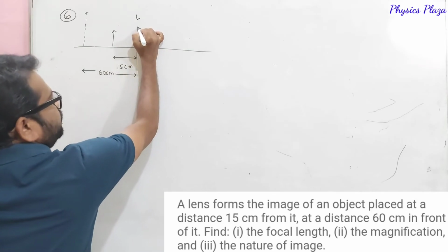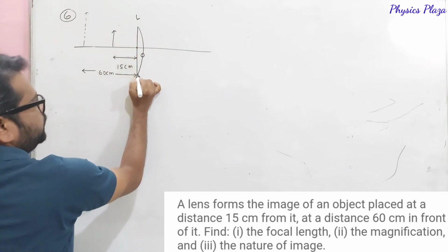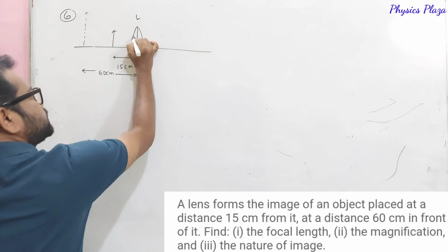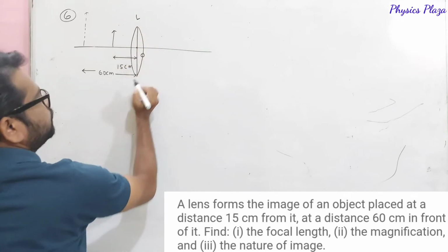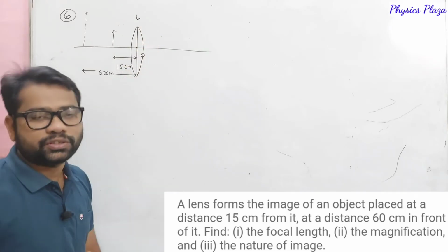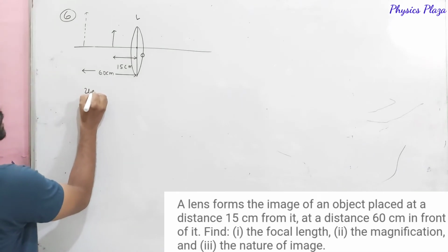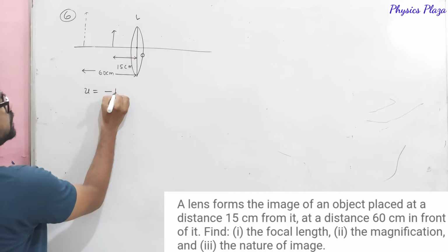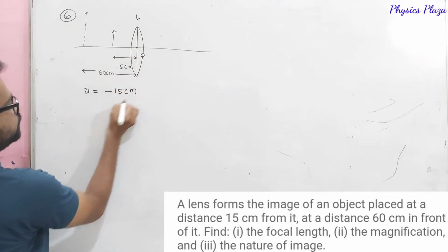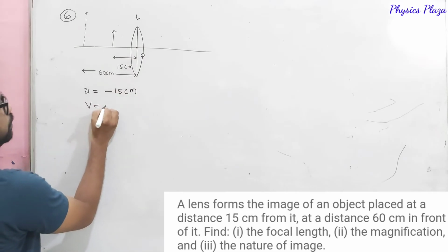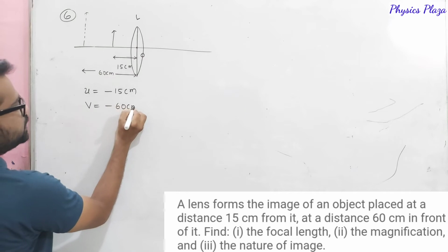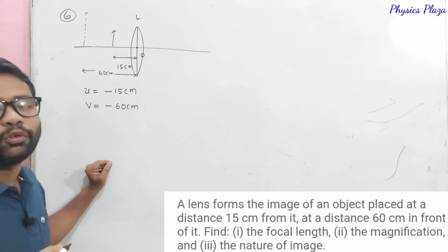So here it is a convex lens only. It is not a concave lens. This is how we can come to a conclusion regarding the lens that is given. Now according to sign convention, dear children, here u is equal to minus 15 centimeters, v is equal to minus 60 centimeters. Then we need to find the focal length.